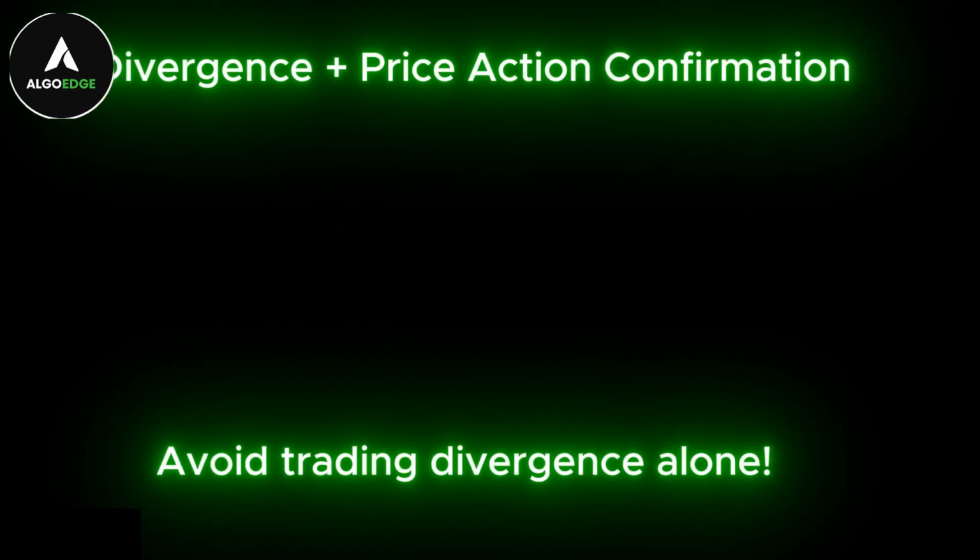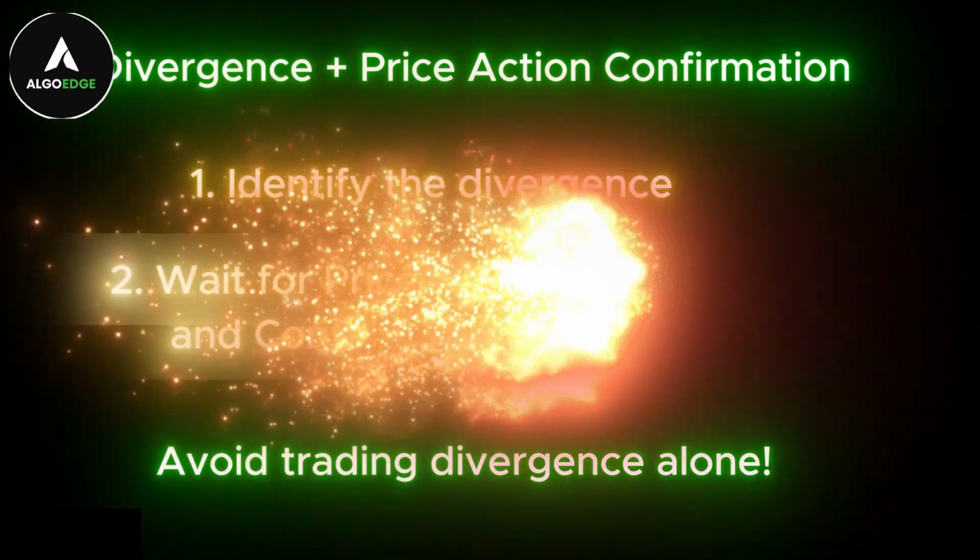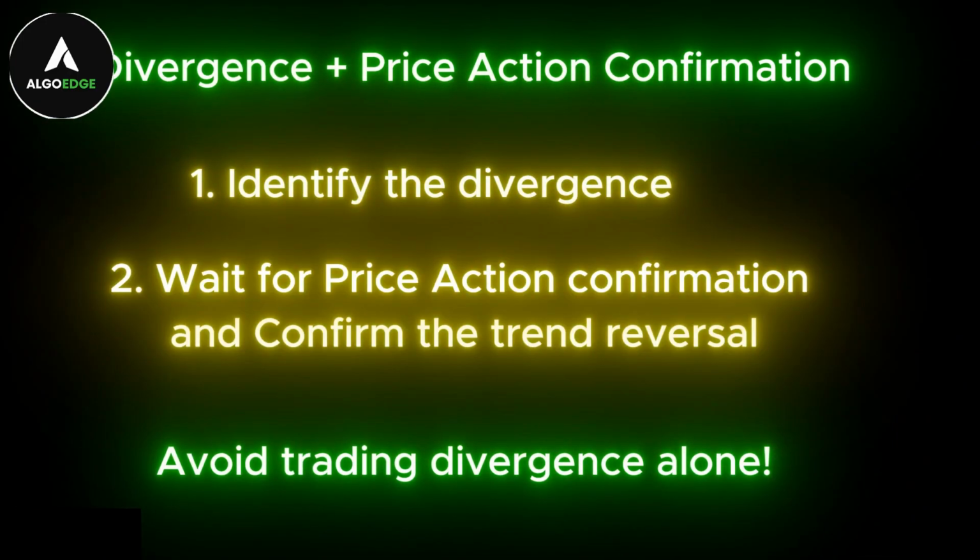So here's the confirmation formula. First, identify your divergence. Then, after the divergence has formed, look for any type of price action that confirms a potential trend reversal. This helps confirm that the divergence is genuine and not simply a fake out. Let's look at an example on the chart.